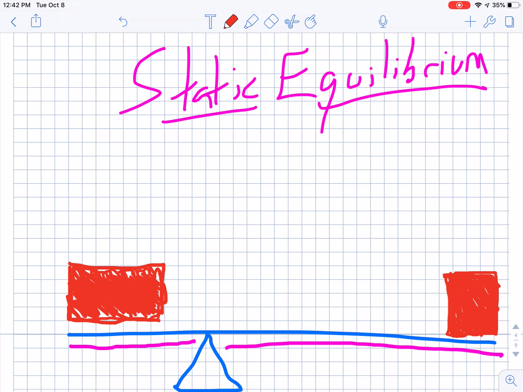So I could recreate this in class. I could recreate a system where the fulcrum is, imagine this fulcrum not in the middle, not like a seesaw, perfectly balanced situation, but I could fiddle with the distances and the masses and I could get them to balance. That is what we call static equilibrium. Simple as that.